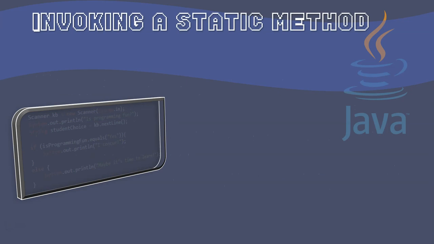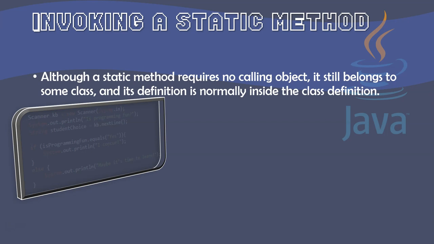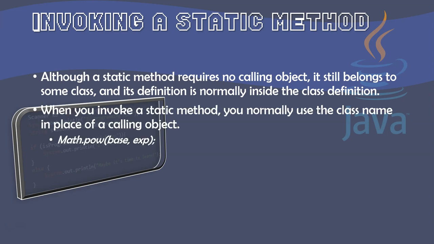Now, what about actually invoking those static methods? Again, this is something that we've seen. Although a static method requires no calling object, it still belongs ultimately to some class, and that definition is normally inside that class definition. So when we have a static method that we want to invoke, we use the class name in place of a calling object. We've seen this with the Math class. We said Math.pow(base, exponent). So this would be an example of using that in a program.